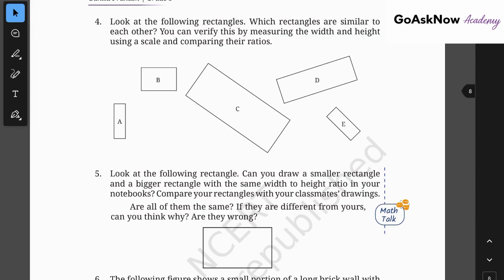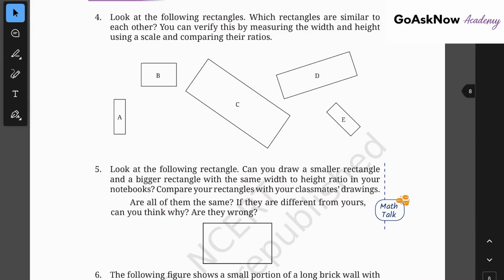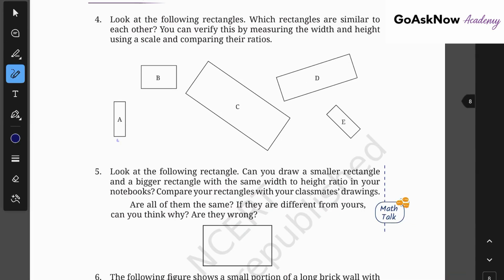Rectangle A, for example, has a height of 2 and a width of 5. Rectangle B has a height of 20 and a width of 32. Rectangle C has a height of 26, a width of 65. Rectangle D has a height of 33 and a width of 96. And rectangle E has a width of 100 and a height of 40.